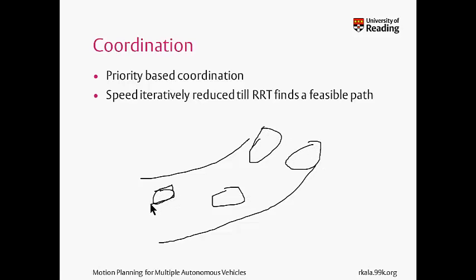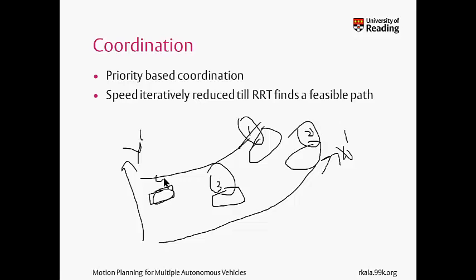I use priority based coordination, which means that the vehicles will be prioritized one by one, and a vehicle ahead has higher priority as compared to the vehicle behind. So let's say this is priority 1, this is priority 2, this is priority 3, and this is priority 4. Priority 1 vehicle considers no other vehicle. It simply formulates its trajectory, and that's simple because clearly it will not collide with any of the vehicles behind. Priority 2 vehicle also considers no other vehicle except for priority 1, and clearly in this case they will not collide.